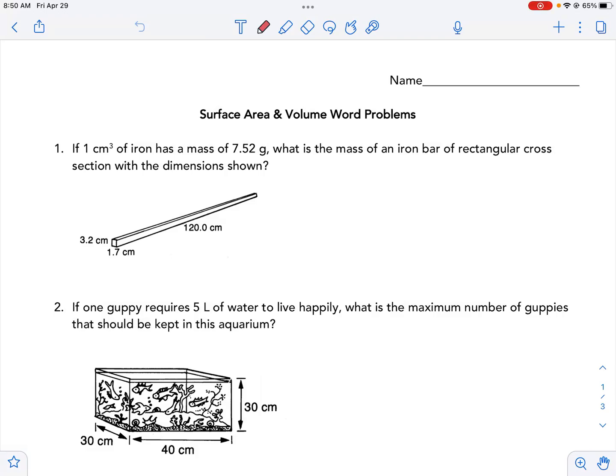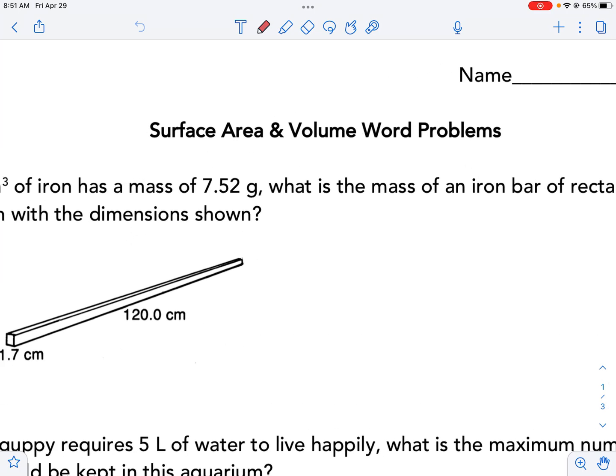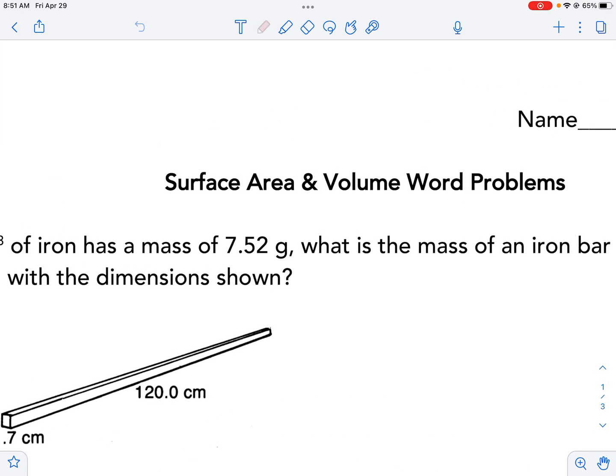Good morning or good afternoon, it's Miss Bauer again, and today we're going to dive into some word problems regarding surface area and volume. Typically, word problems like this won't quite tell you whether they want you to find surface area or volume, but they will give you some clues. Remember that surface area is always units squared, or they'll say squared units, and volume is always units cubed, or sometimes they'll say cubic units.